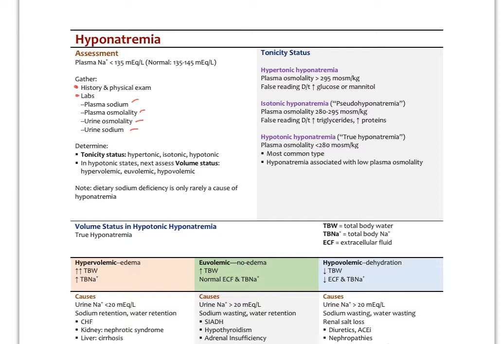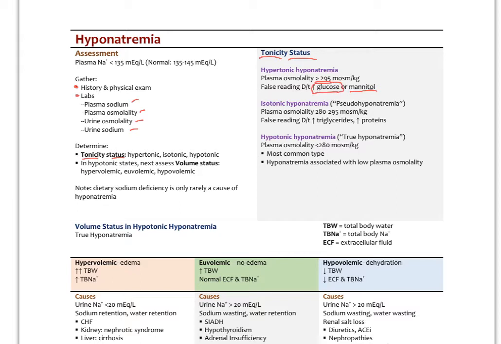So the first thing is to determine a person's tonicity status. Are they hypertonic, isotonic, or hypotonic? So hypertonic hyponatremia is when the plasma osmolality is high, over 295 milliosmoles per kilogram. And you usually have a false reading here due to increased glucose or mannitol. So we're going to have low sodium with high plasma osmolality, and that's usually because of hyperglycemia, or if someone happened to be infused with mannitol, which is not going to be common, but usually it's hyperglycemia.